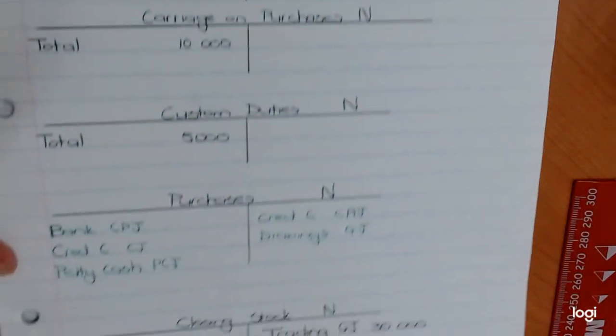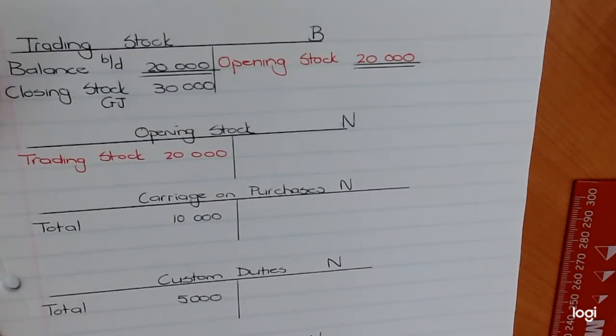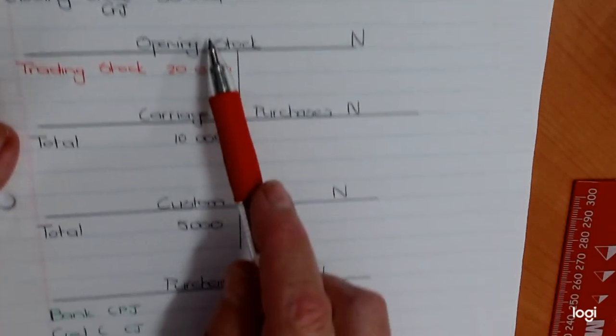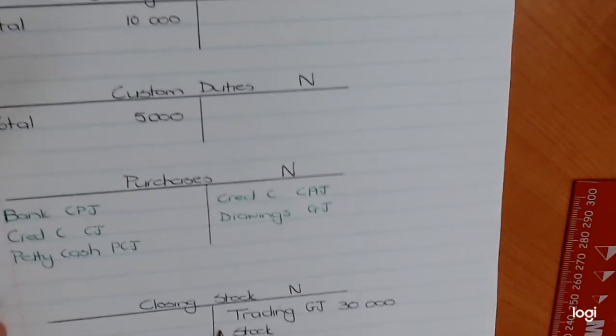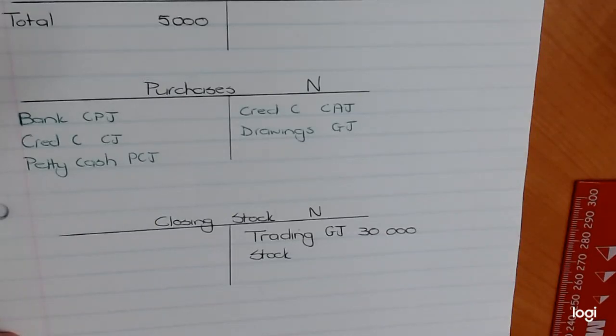So this is how we work with the trading stock account in the periodic system and the new general ledger accounts that we learn about. And in the next video, we're going to look at the trading account.